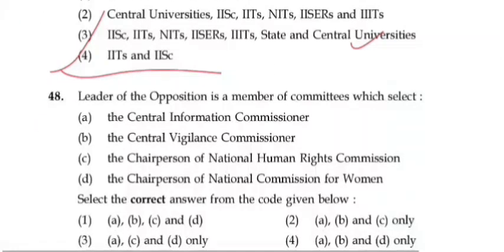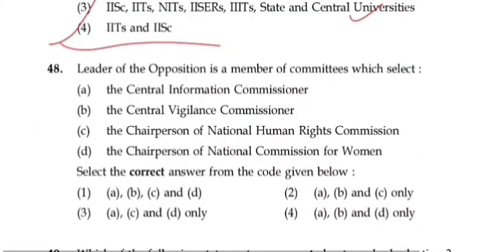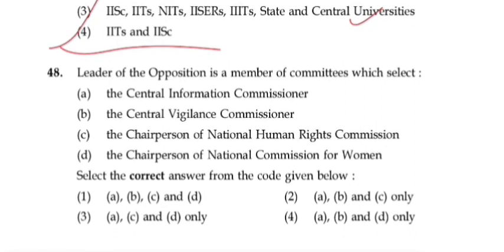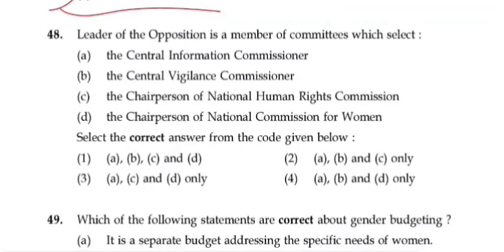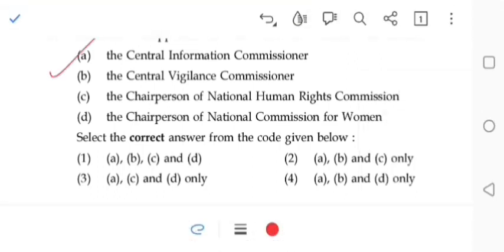Question 48: Leader of the opposition is a member of committees which select the Central Information Commissioner, the Central Vigilance Commissioner, the Chairperson of National Human Rights Commission, the Chairperson of National Commission for Women. ABCD, ABC, SCD, ABD. For 48 it will be number 2, A, B and C: the Central Information Commissioner, the Central Vigilance Commissioner, the Chairperson of National Human Rights Commission.